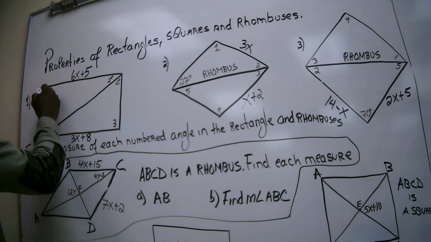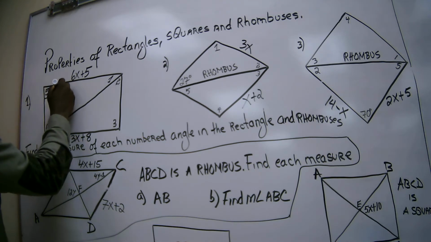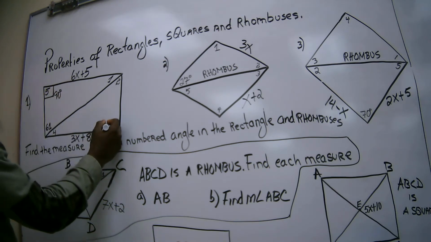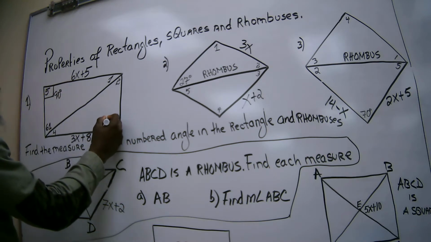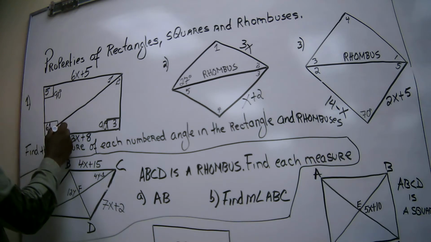Angle 3 and angle 5 are right angles because a square has 4 right angles. Therefore, this is a 90-degree angle. Angle 5 is 90. So there's angle 3. Angle 3 is 90 also. That's the right angle. So if they're trying to play a game with you, this will be 90 degrees also.